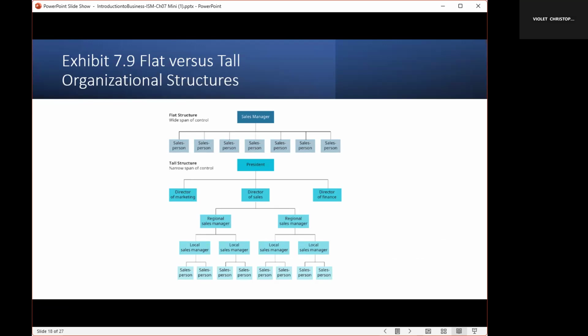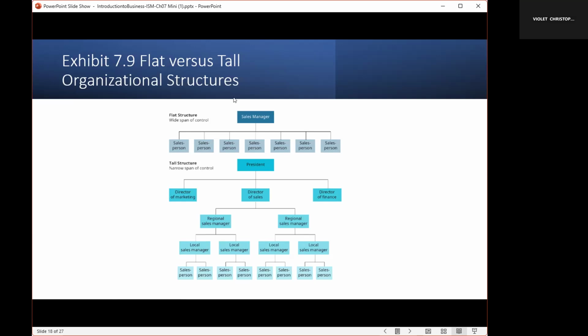Now, referring again to span of control, if we have a wide span of control where a manager is in charge of many people, we call that a flat structure. If a manager is only in charge of a few people, then we call it tall. You could see on this picture, slide 18.